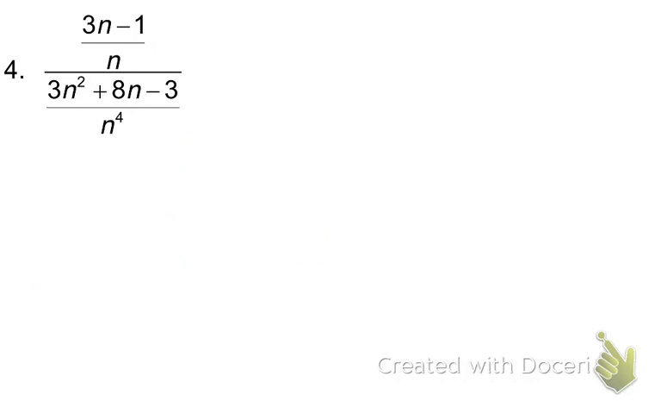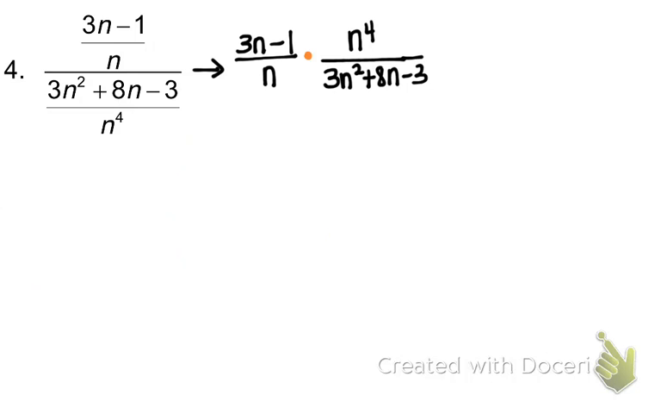In our fourth example, we have a complex fraction, which is basically a fraction divided by a fraction. But even though it looks a little scary, we're still going to follow the same steps as last time, which is multiplying by the reciprocal of the second. So our first fraction stays as 3n minus 1 over n, and we're going to take the reciprocal of this current denominator. So n to the fourth will now be the numerator, and this trinomial will now be on the bottom, as you can see.